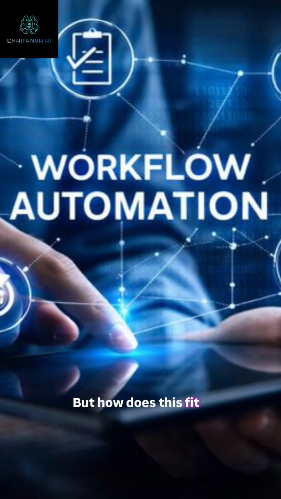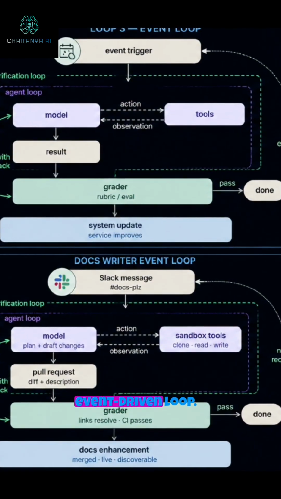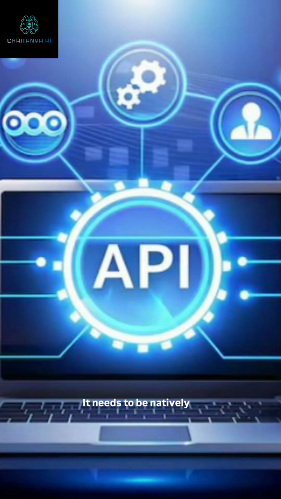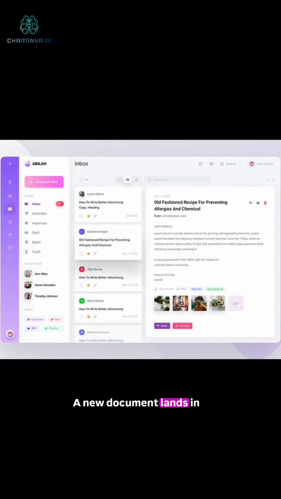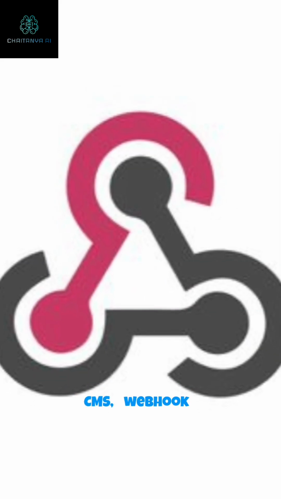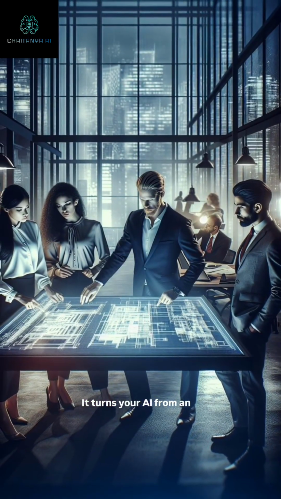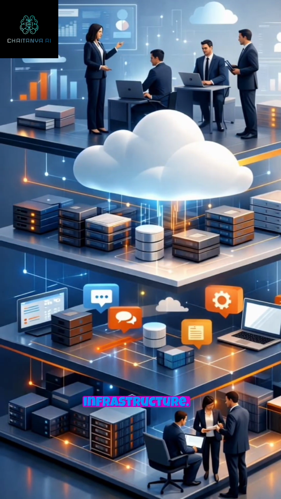But how does this fit into your business workflow? Layer 3 is the event-driven loop. Your AI agent shouldn't sit around waiting for manual user prompts. It needs to be natively integrated into your company's ecosystem. A new document lands in your CMS, a webhook hits, or a schedule triggers, and the agent automatically executes. It turns your AI from an isolated tool into a core background component running inside your infrastructure.